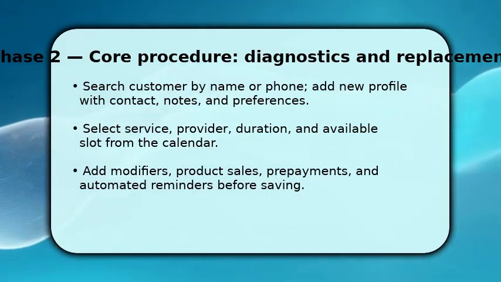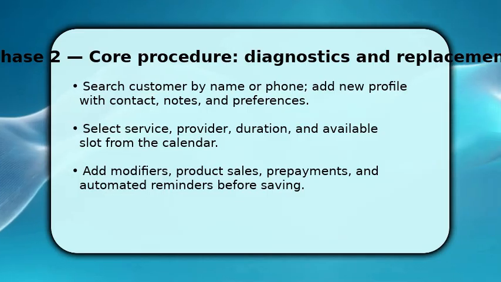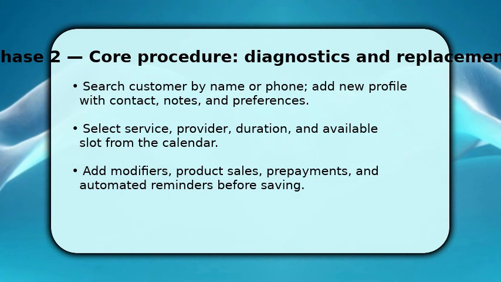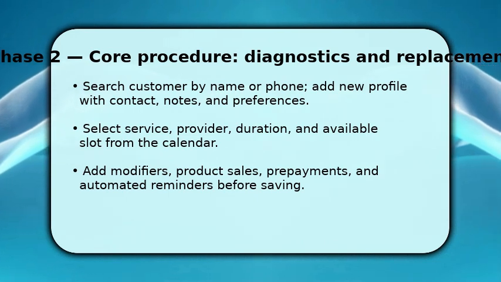Add service modifiers and any retail items to the same ticket, then apply discounts or prepayments if needed. Once done, confirm notifications are set so clients receive SMS or email reminders automatically.